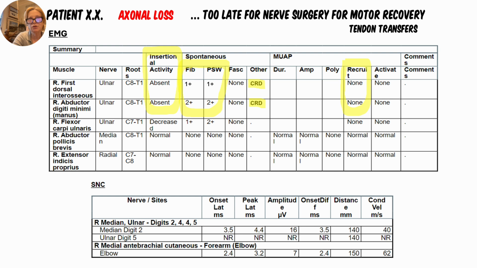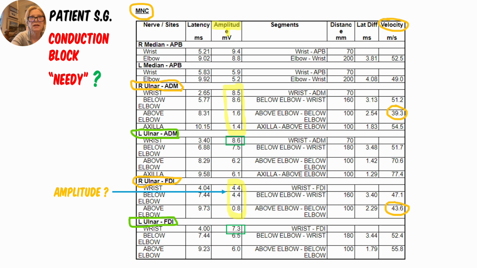In that study I showed you, they went out even up to 11 years or so, and occasionally there would be a fibrillation, but there's certainly not 30% of the motor end plates fibrillating to accept a motor nerve reinnervating and enough to reach the CPR. Okay, another patient. This is an example of conduction block.